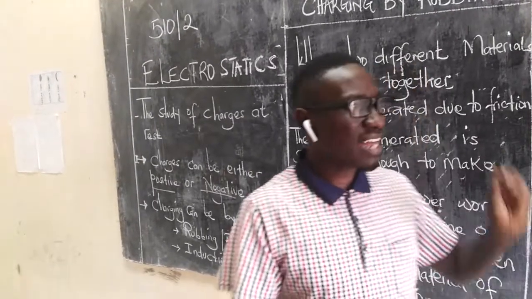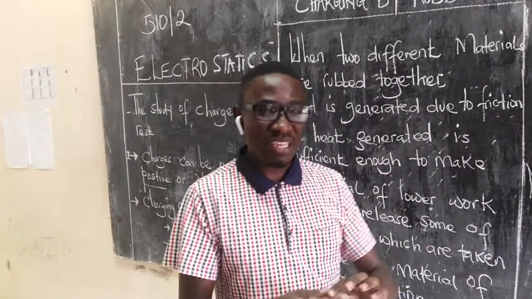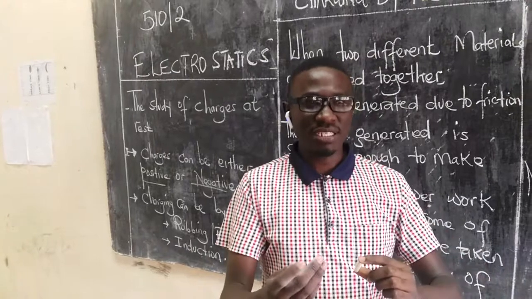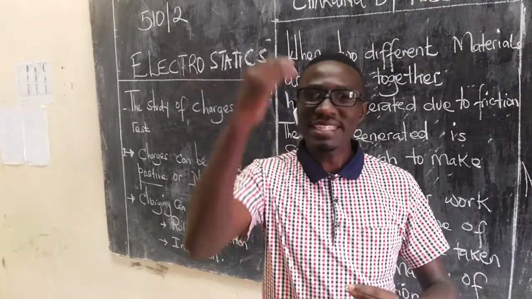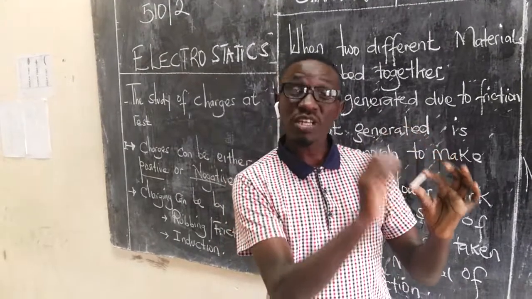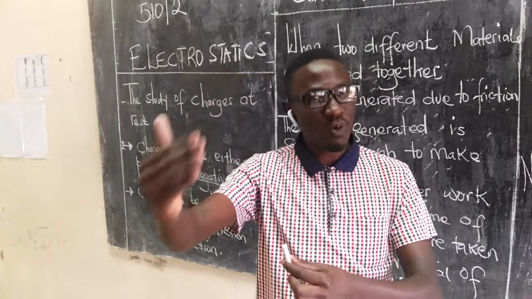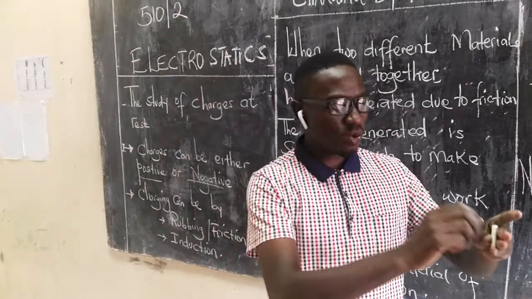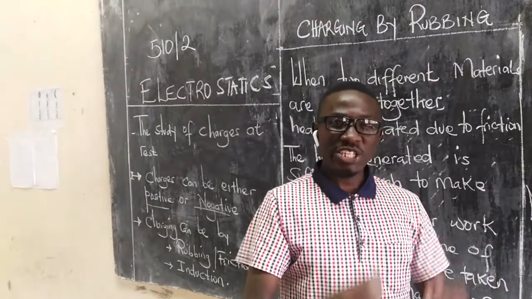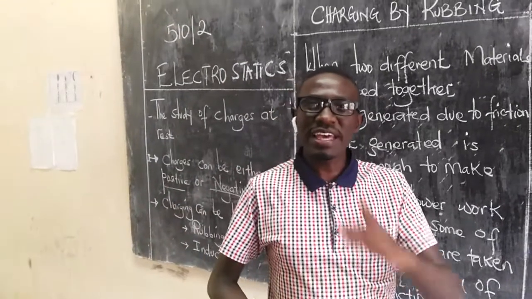So that is how basically we can charge a body by rubbing. You get two bodies, once you rub them together, heat is generated. And the heat that is generated is enough to make a material with a lower work function release electrons to the other material with a higher work function. So the material which has lost electrons becomes what? Positively charged. The other material which has gained becomes negatively charged.